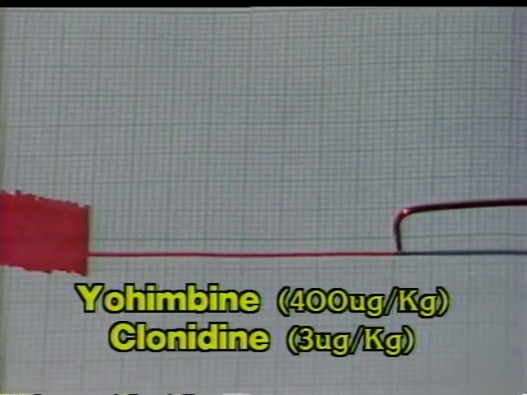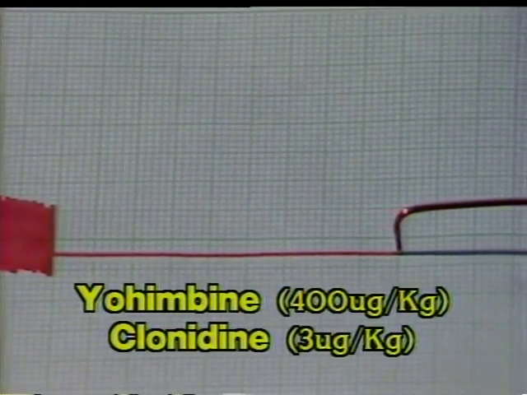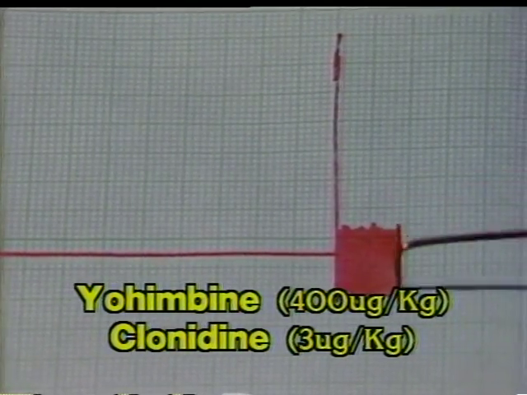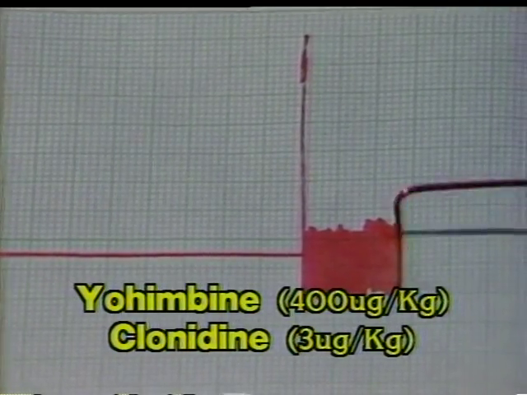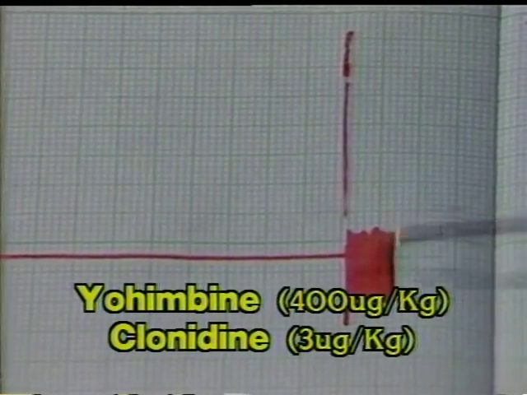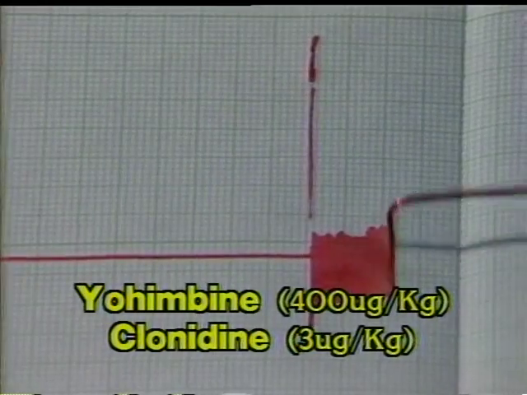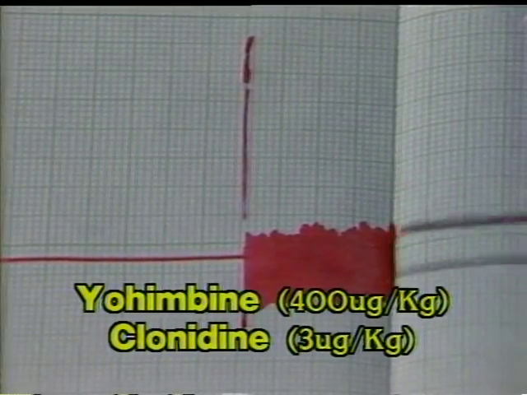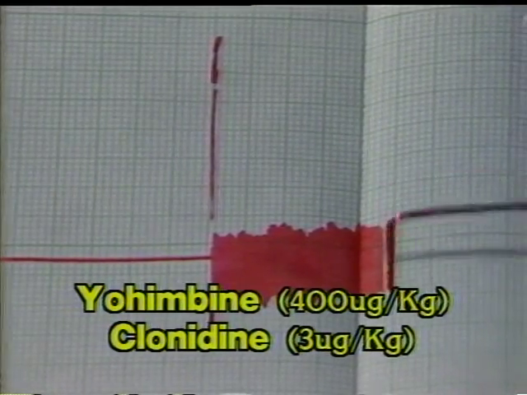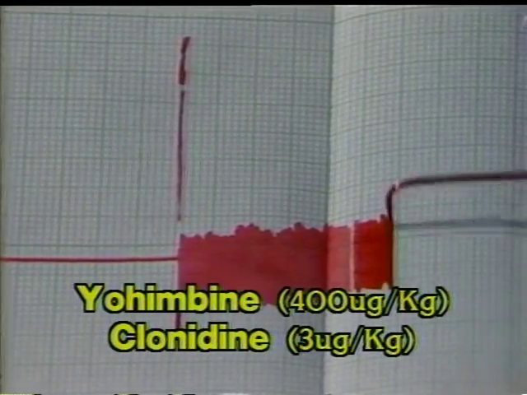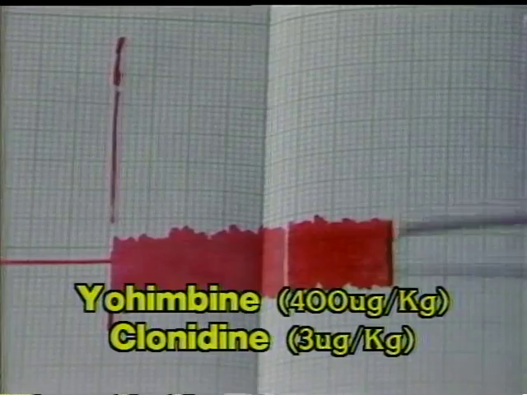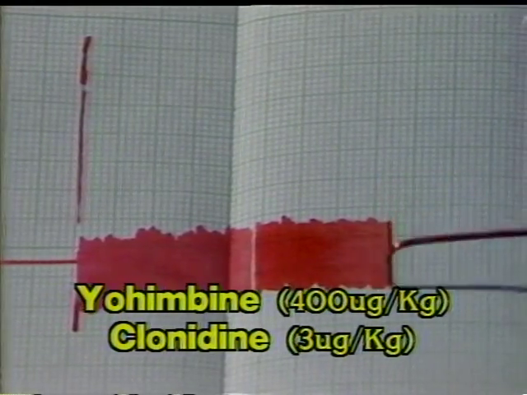Yohimbine is a selective alpha-2 antagonist, and we would predict that the alpha-2 mediated increase in blood pressure produced by clonidine should be blocked by giving yohimbine immediately before clonidine. As expected, when clonidine, 3 micrograms per kilogram, is given immediately after yohimbine, 400 micrograms per kilogram, no change in blood pressure was observed. Yohimbine, the alpha-2 receptor antagonist, is useful in autonomic insufficiency by promoting norepinephrine release through blockade of presynaptic alpha-2 receptors, allowing more norepinephrine to be released.